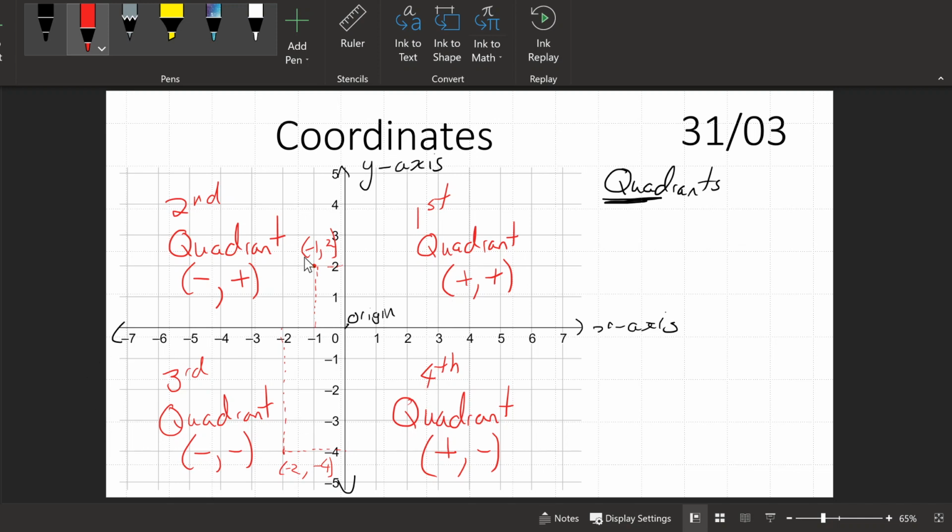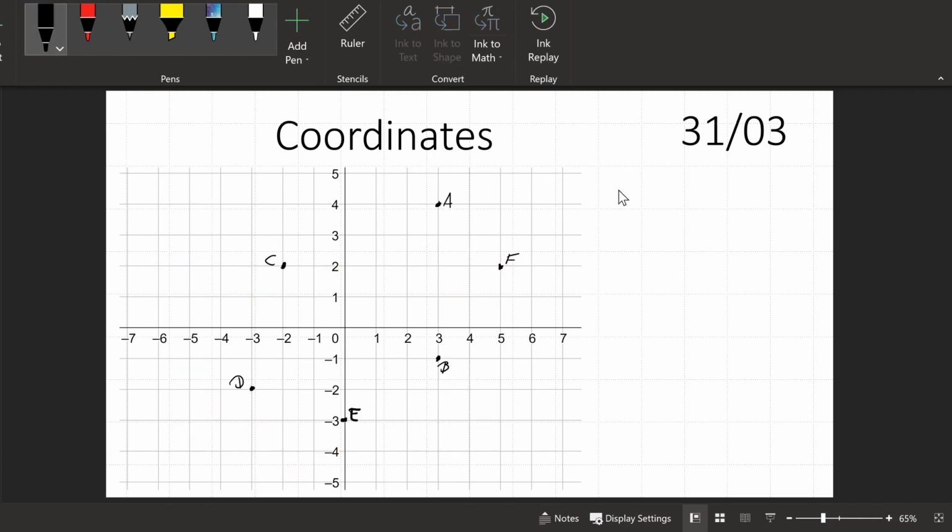Let's have a look at one or two points, and we'll try to find the values for each of these points. Okay, so we have got A, B, C, D, E, and F. And let's just work through this and have a look at each one. Okay, so let's begin with A. It's got 3 positive, 4 positive. So A is going to be 3, 4. And we know that that's correct because we've got a positive X value and a positive Y value. We are in the first quadrant here.